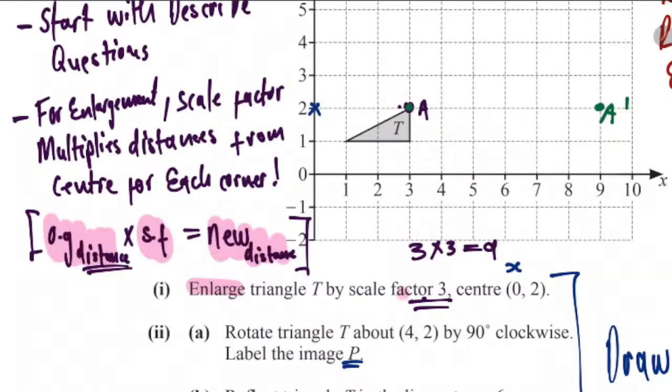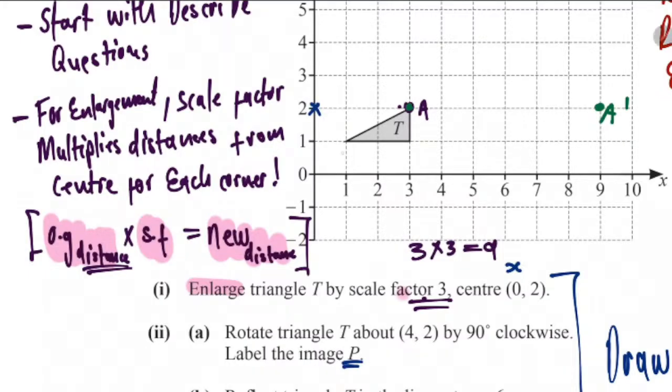So find distances to the center. That's all you've got to find. After you find every distance, multiply by the scale factor. Find the distance from the center to that point, then multiply by the scale factor.